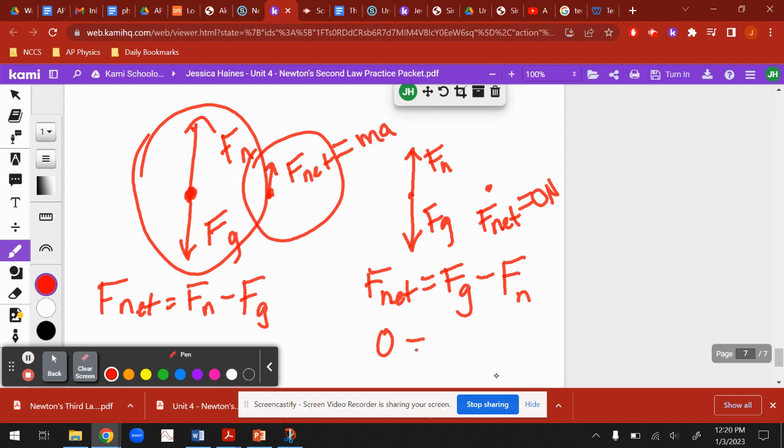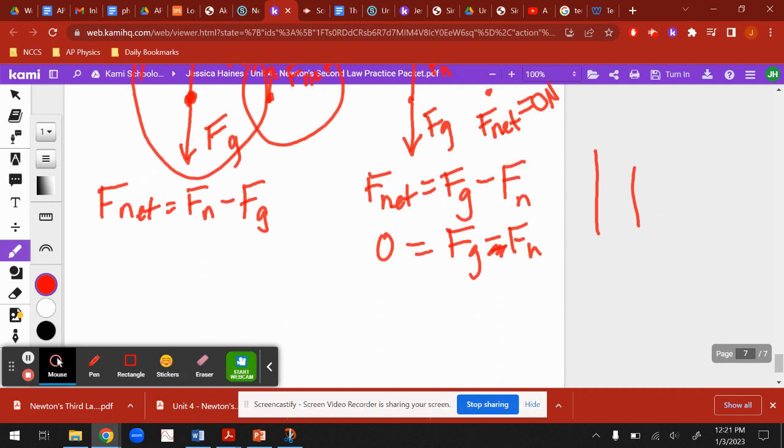Now over here, our net force is zero. So force of gravity equals force normal. So I just gave away what that was. Force of gravity is equal to normal force.